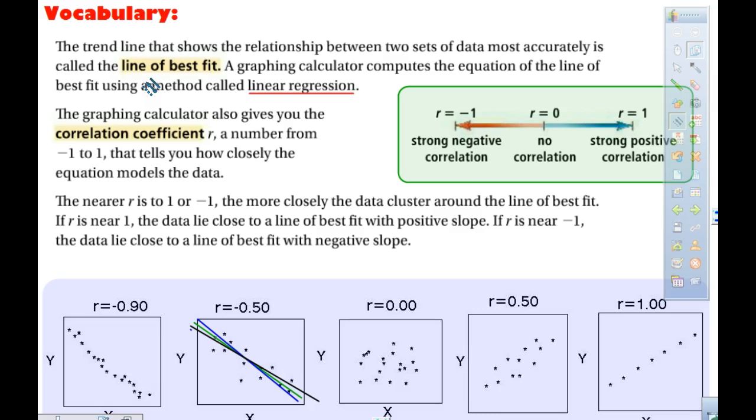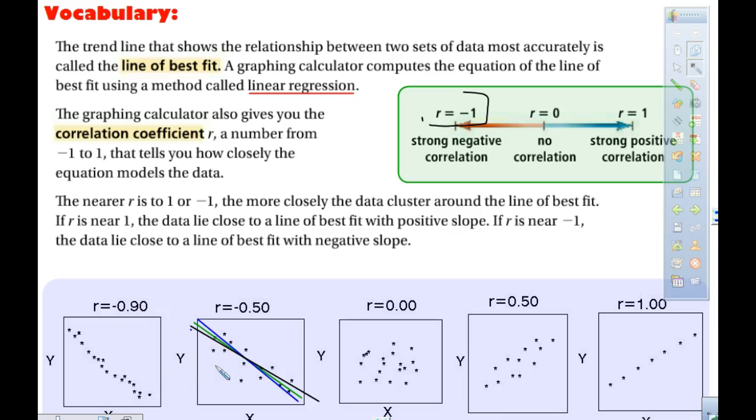So the graphing calculator, in our case the Desmos calculator, is going to help us to get the equation, and it's called using linear regression. Okay? So the graphing calculator that we're going to use is going to give us a correlation coefficient. So if R is -1, that's a really strong negative correlation.